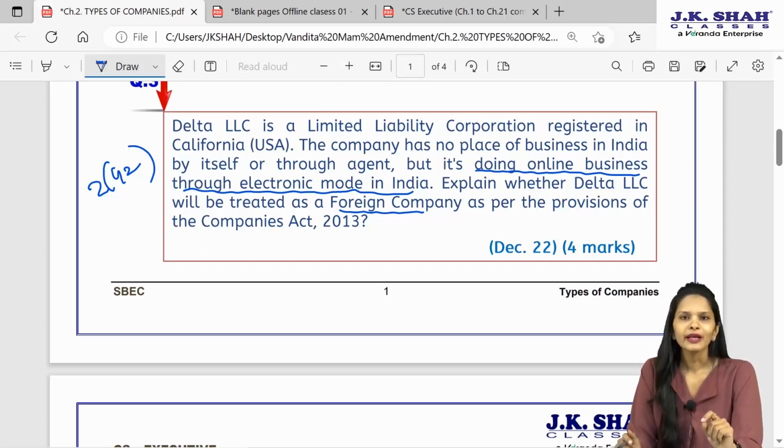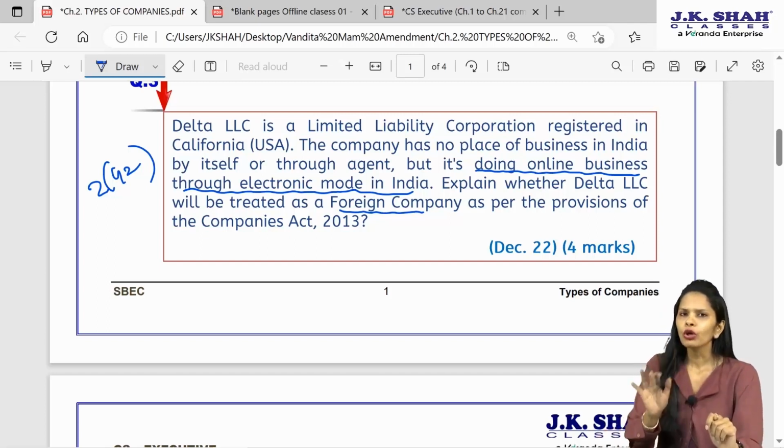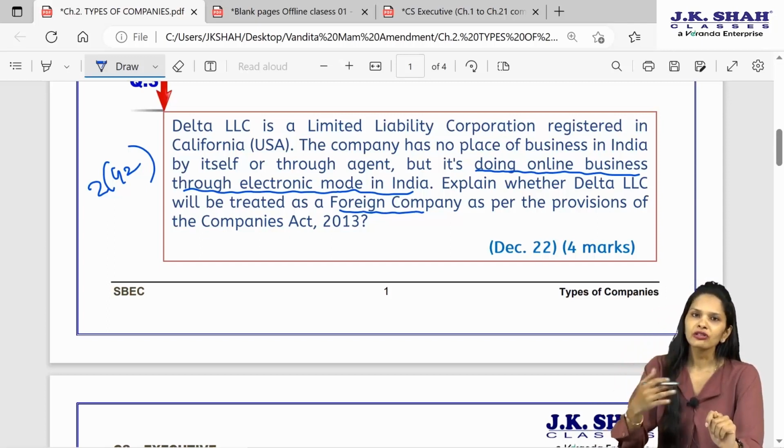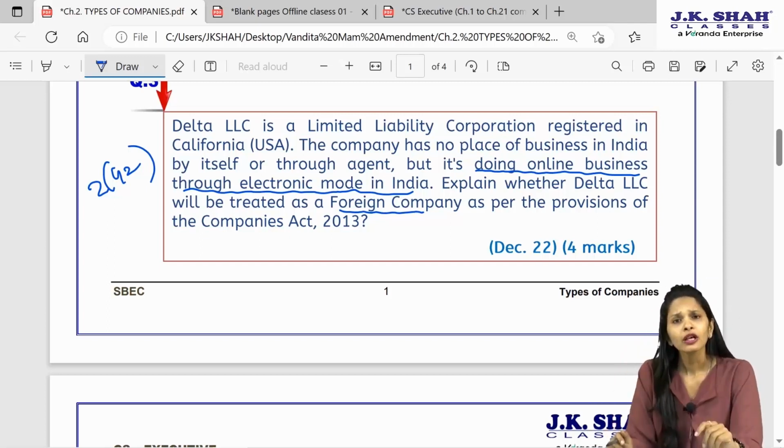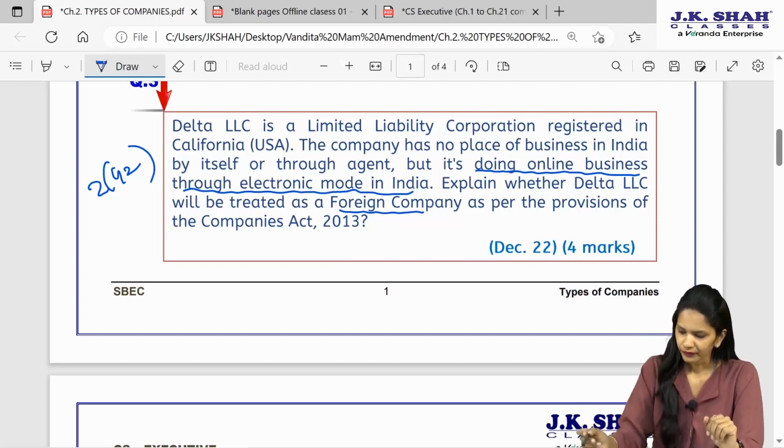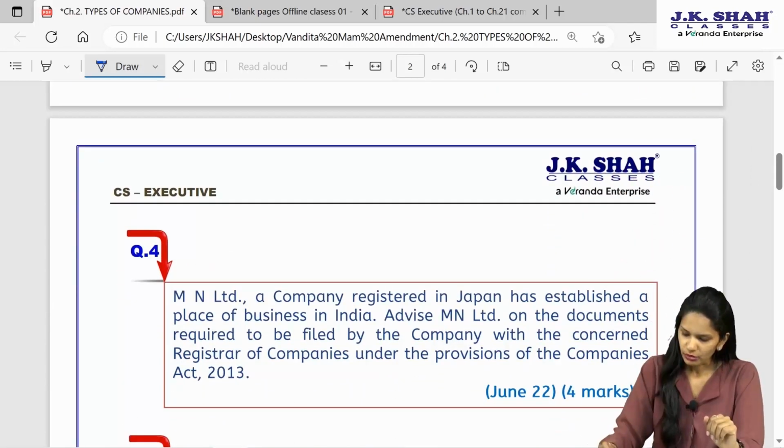So your answer will be like this. As per provisions of section 2 clause 42 of Companies Act 2013, Delta LLC will be treated as a foreign company. No need to write again the explanation of why it is a foreign company, because we have already written that in the provision and in the arguments also. I hope all of you understood question number 3. So let us go to the next question.